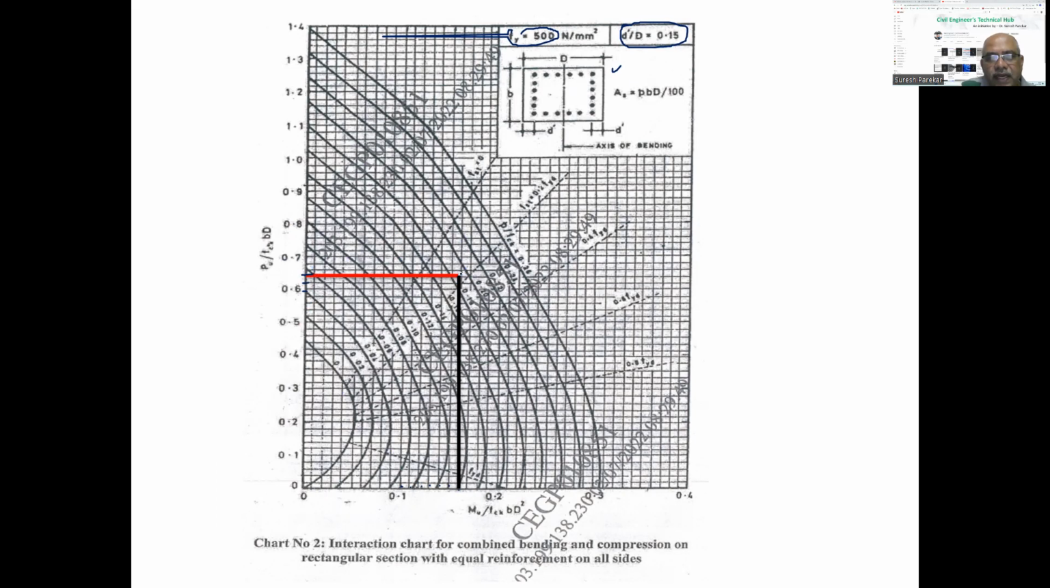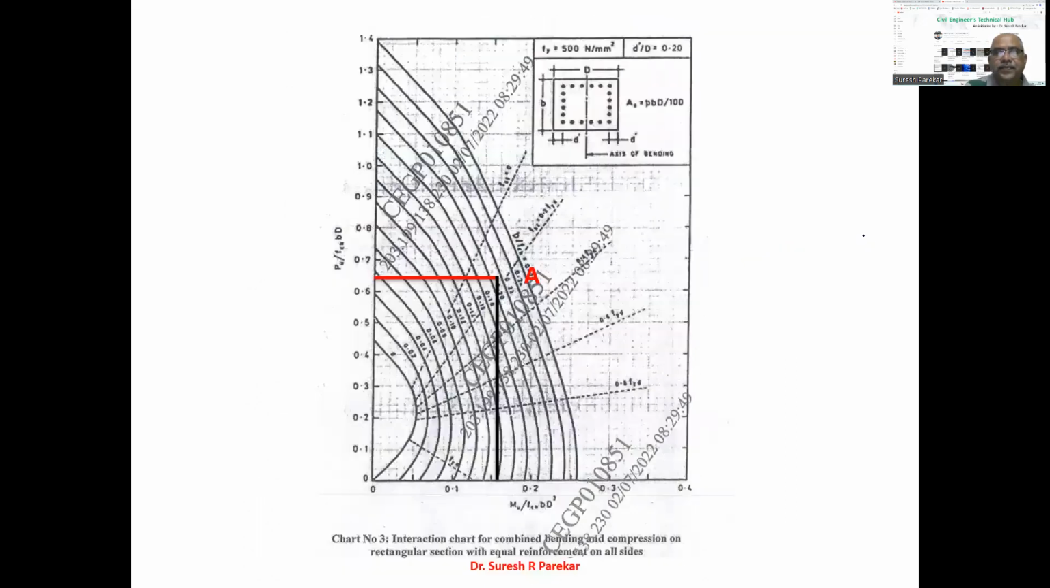And where it will intersect, that will give us the value of P by FCK. So you can see we have 0.02, 0.04, 0.06, 0.08, 0.1, 0.12, 0.14, 0.16, 0.18, and this will be 0.19 because we have this value between 0.02 and 0.18. So we will assume 0.19. So for 0.15, my value is 0.19. So keep in mind this value.